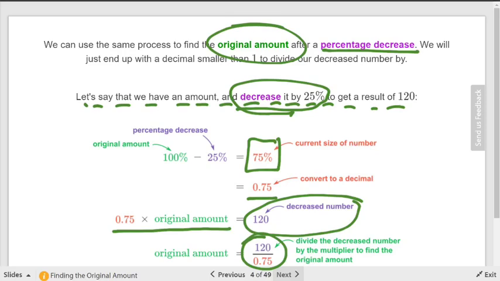Do you always put it on the bottom? Yes, because that's what divide means. Remember, the fraction bar literally is the division symbol, right? So it's simply 120 divided by 0.75. And what do you get when you do that? Anybody? So 120 divided by 0.75. No, I was wrong.